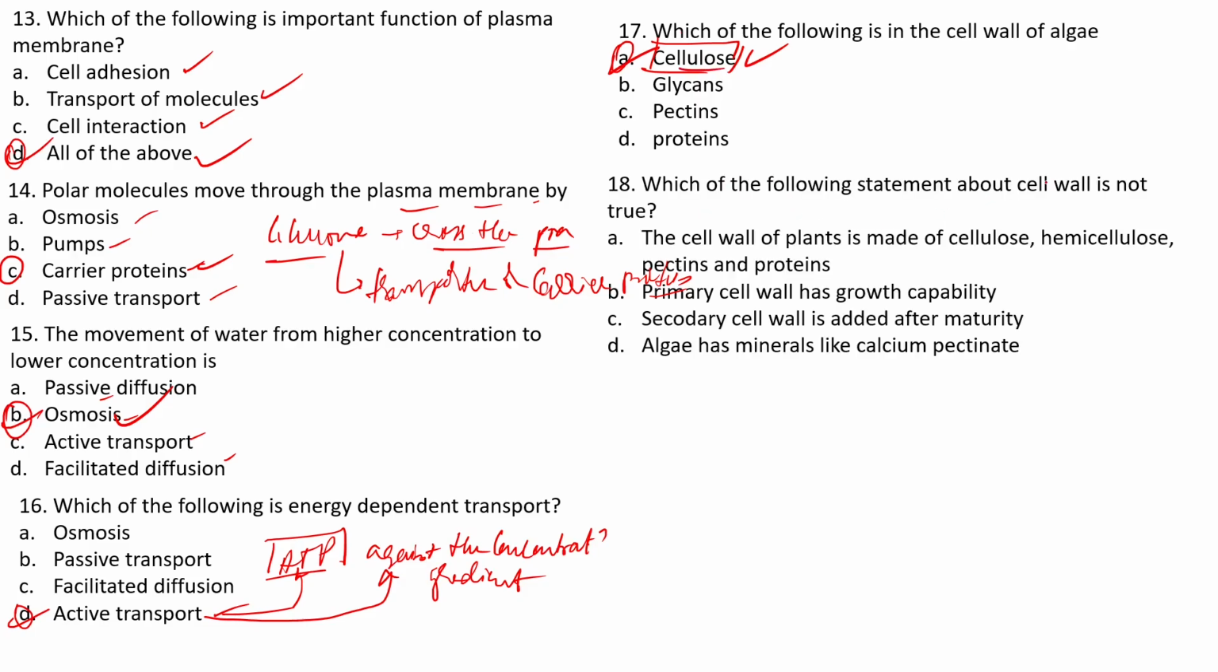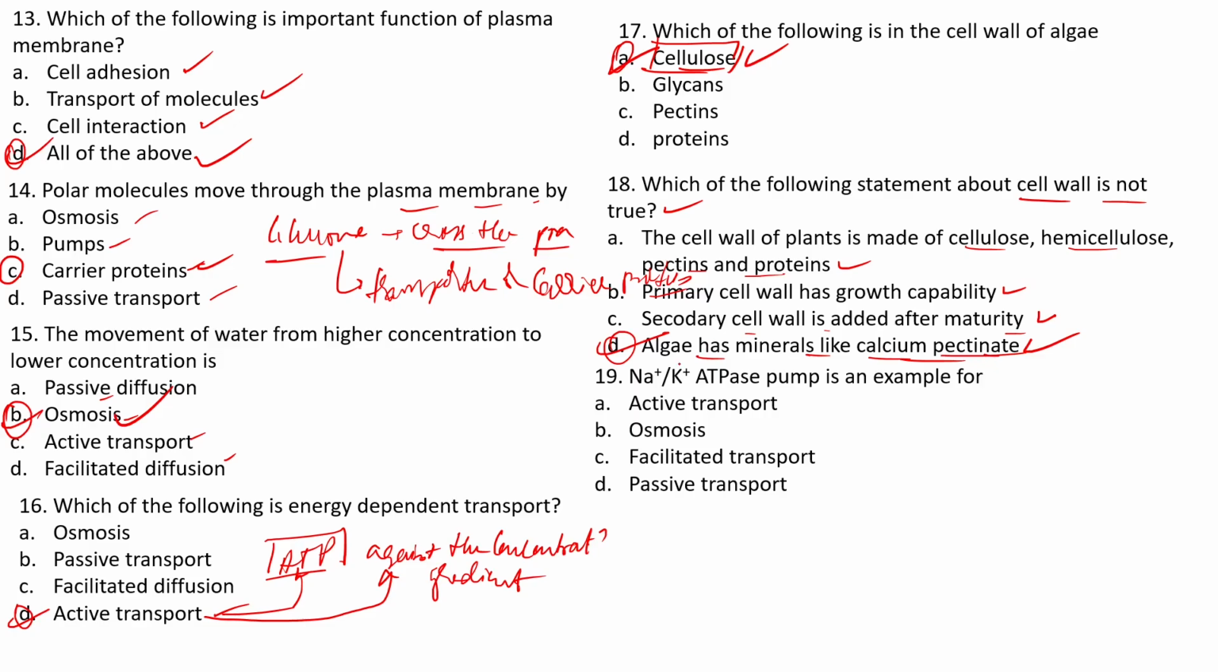Which of the following statements about the cell wall is not true? A false statement they're asking. The cell wall of plants is made up of cellulose, hemicellulose, pectins, and proteins. True. The primary cell wall has a growth capability. True. And secondary cell wall is added after maturity. True. Algae has minerals called calcium pectinate. No. It mainly has calcium carbonate, not calcium pectinate. Remember this point. So D is the false statement, hence the right answer for this question.